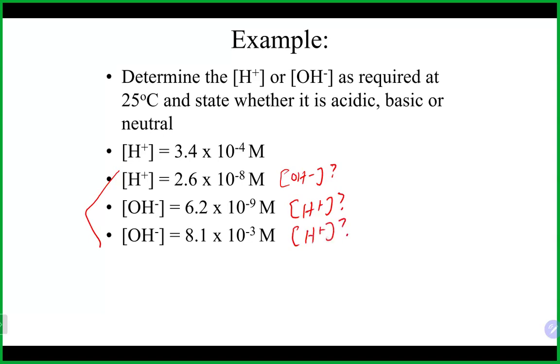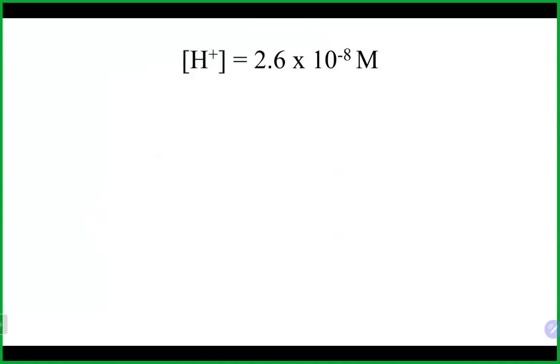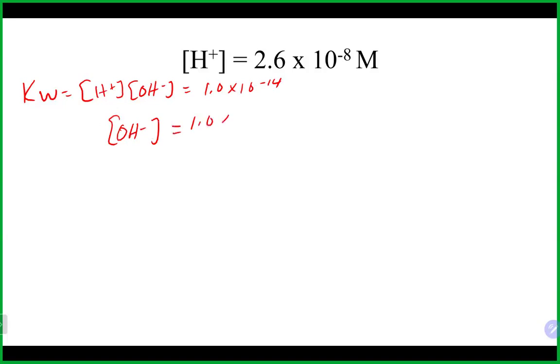And we'll talk about it here in just a second. Okay, let's take a look at each of these. So again, it's the same calculation here. We've got the H plus concentration times the OH minus concentration equals 1 times 10 to the minus 14. So in this case, our OH minus concentration will equal 1 times 10 to the minus 14 divided by the H plus concentration that was given to us, 2.6 times 10 to the minus 8.